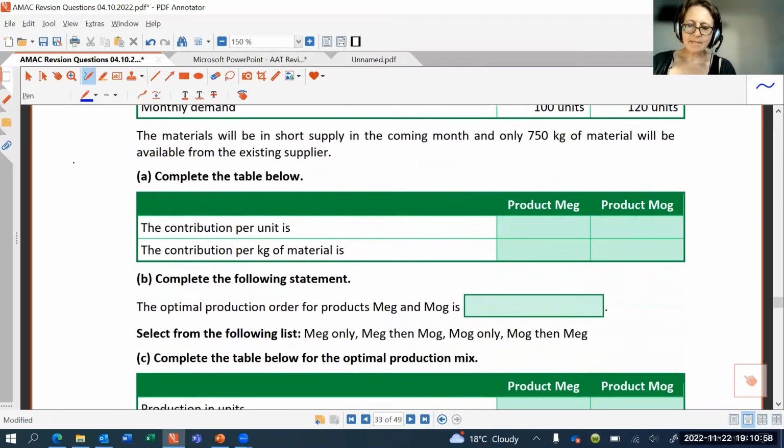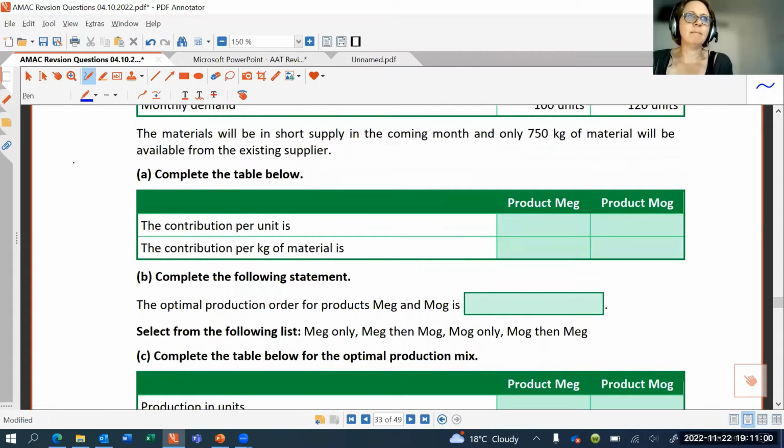Now, as I read on, I learn something really quite important. I learned that the materials are in short supply in the coming month. Actually, only 750 kilograms of material are going to be available from our existing supplier. So with that in mind, I've already got an idea where this question is going to take me. We've got a material in short supply. It looks like it's going to be setting me up for some sort of limiting factor question.